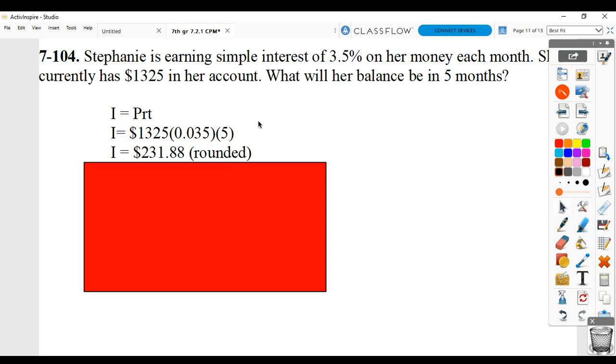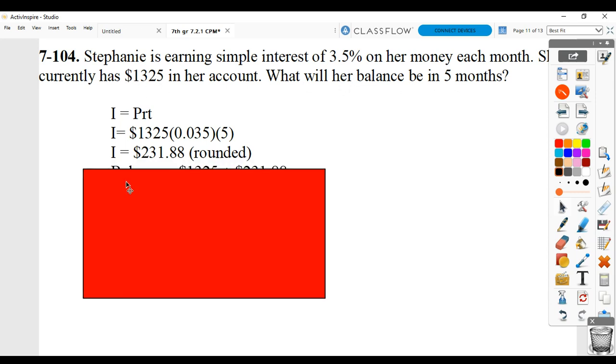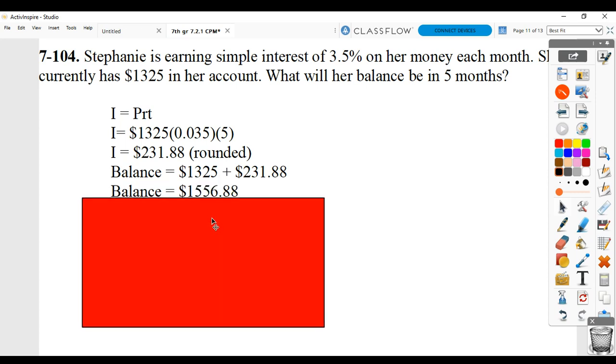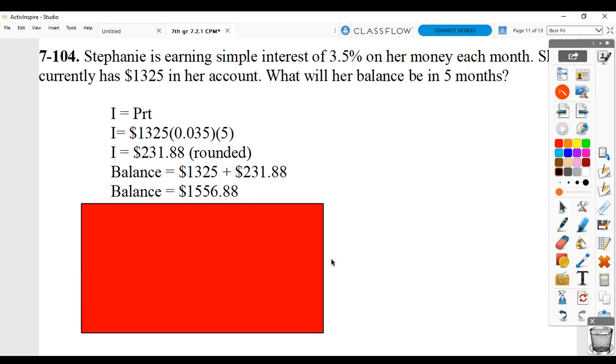But again, that's the amount of interest, that's not her balance. She still has the amount she started with. So her balance is the $1,325 she started with plus the interest equaling that. Again, you may want to pause the video to check that.